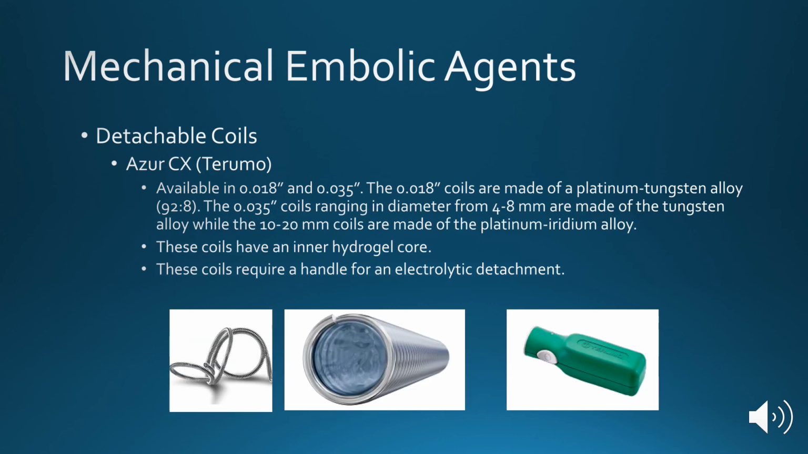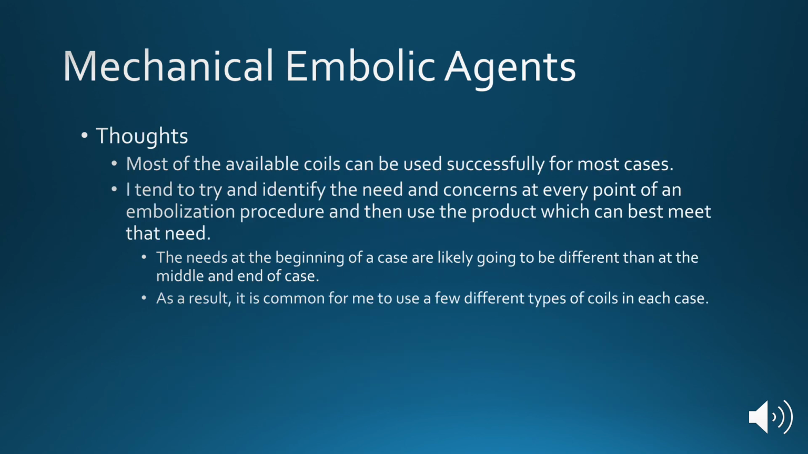The newest version of the Terumo coil is the Azure CX. This is available in 018 and 035 sizes. The 018 coils are made of a platinum tungsten alloy, and the 035 coils, ranging in diameter from 4 to 8 millimeters, are made of the tungsten alloy, but the 10 to 20 millimeter coils are made of a platinum iridium alloy. These coils have an inner hydrogel core instead of the outer hydrogel like the Azure. And these coils also require a handle for an electrolytic detachment.